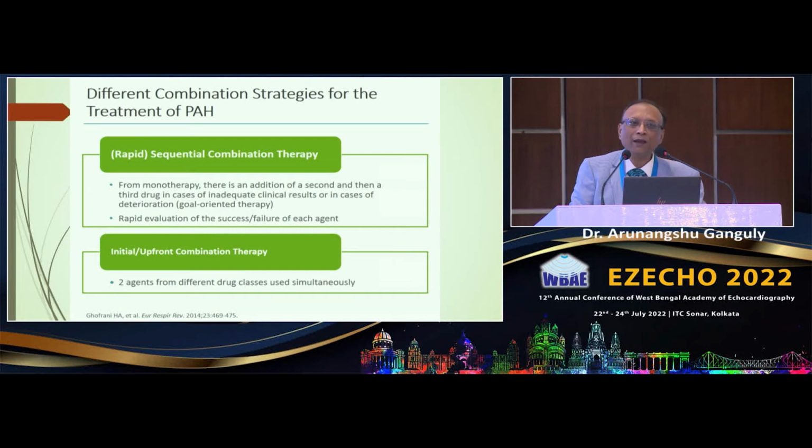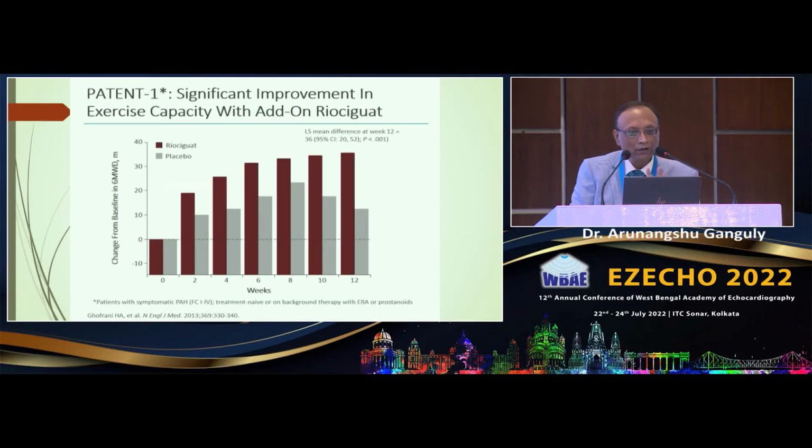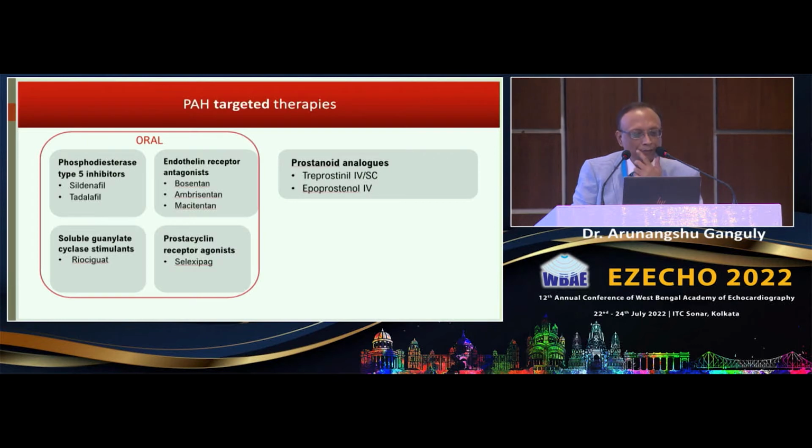The combination can be rapid sequential, or upfront from the beginning. Till date, nobody knows which is better. That is what is there in the conclusion, that we do not know the optimal approach, initial combination therapy or rapid sequential combination, because both of them showed good results in the AMBITION study, except in the COMPASS study, where bosentan and sildenafil combined together gave negative results.